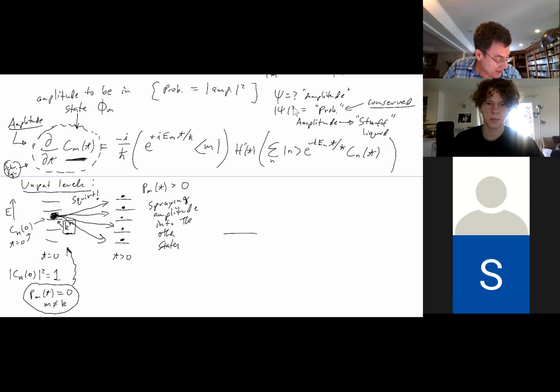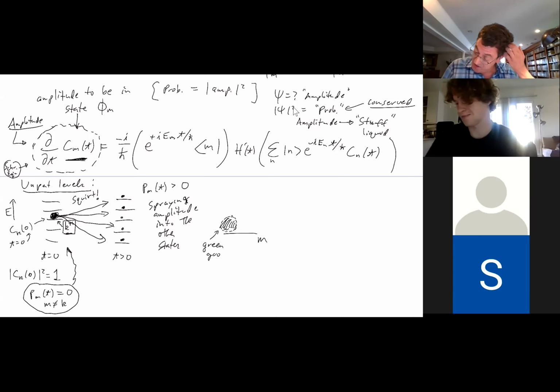Here it is. I have the mth state. And the way to think about it is that the mth state has some amplitude associated with it. So that's the goo. Actually, I like to think of it as a color. I wish I could do colors. I probably can, I just don't know how. Green goo. When I teach this class in the future, I'll learn how to do colors and make it green. It has green goo associated with it.